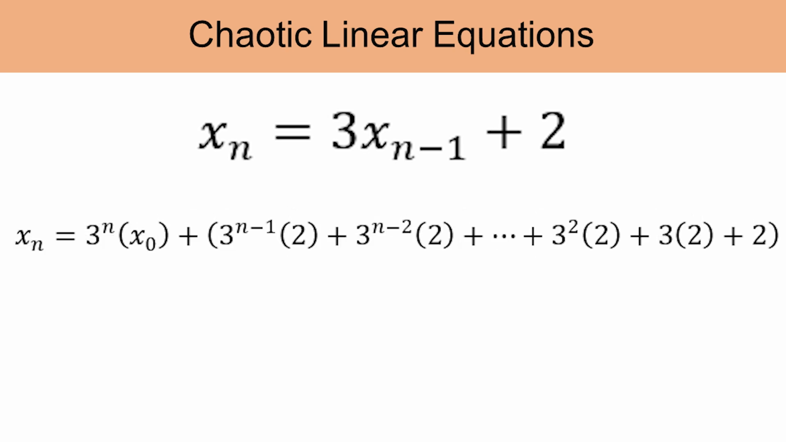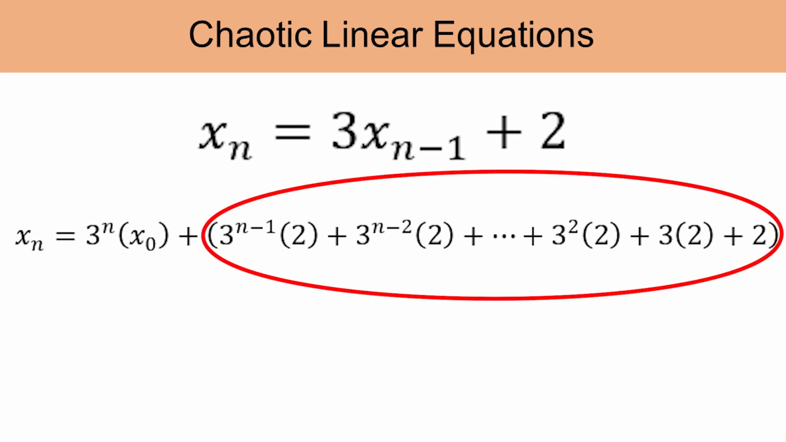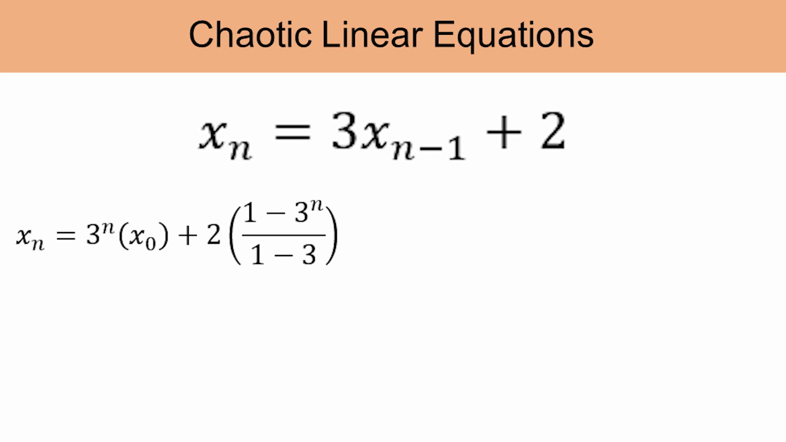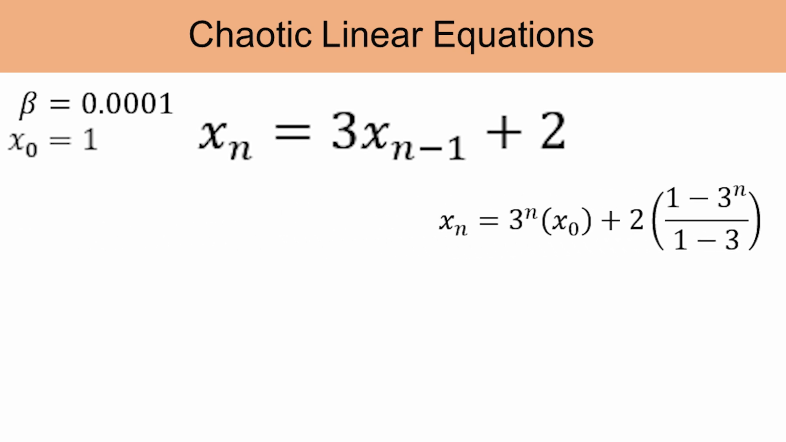If we expand the brackets of the equation, we can separate the equation into two parts, one being 3 to the power of the current iteration multiplied by the initial state, the other being a geometric series which can be rearranged into an explicit equation for simplicity. We now have an equation for any iteration of x, with which we can calculate how minute alterations to the initial state will affect the final state.